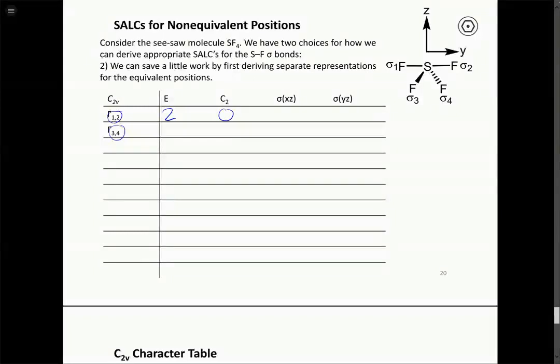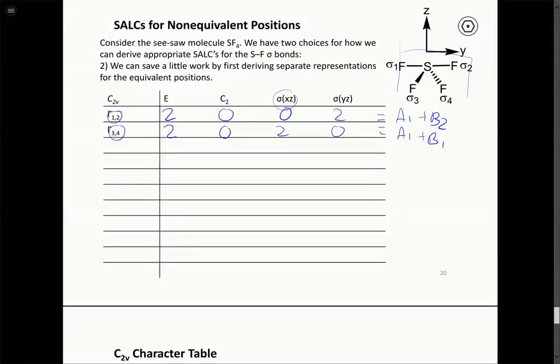Sigma xz moves those two orbitals, but then sigma yz is the plane, so it's going to include sigma 1 and sigma 2. And so this is a1 plus b2. So the two symmetry adaptive linear combinations that include sigma 1 and sigma 2 are going to be a1 and b2. We do the same thing for 3 and 4. We get a 2, we get a 0. In this case, sigma 3 and sigma 4 are in the xz plane as I defined it. So it's going to keep that as 2, and then yz is going to reflect them. And this comes out to a1 plus b1.